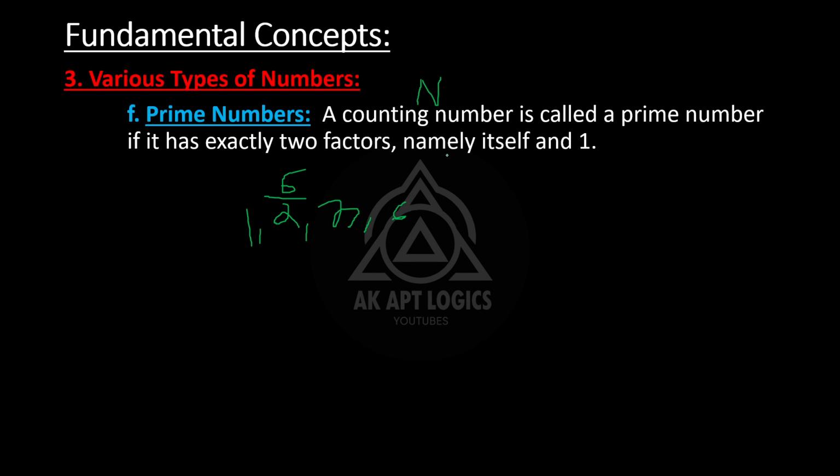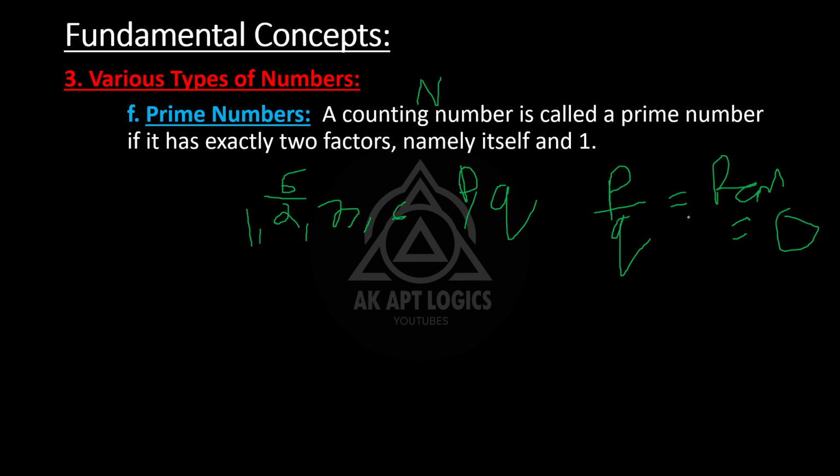Factors are nothing but, if you have two numbers p and q, and q divides p, then if the remainder is 0, we can say that q is a factor of p, and p is a multiple of q, okay.